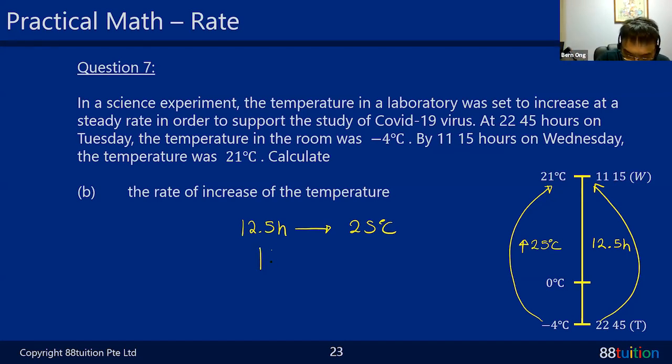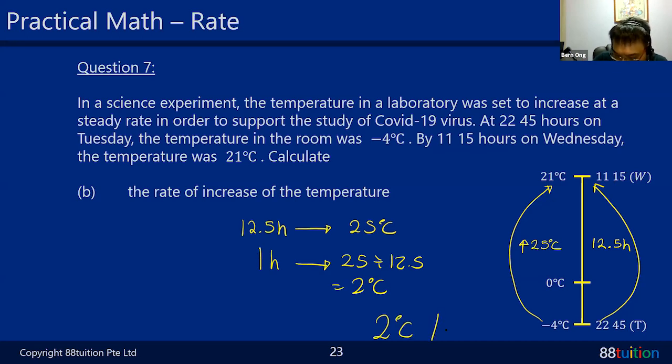In 1 hour, all right, from 12.5, how do you get to 1? Divide by 12.5. 25 divided by 12.5. Yes, Doreen, you're right. It's 2 degrees Celsius. So the rate of increase is 2 degrees Celsius per hour. This is called the rate of increase of the temperature. Answer is 2 degrees Celsius per hour.